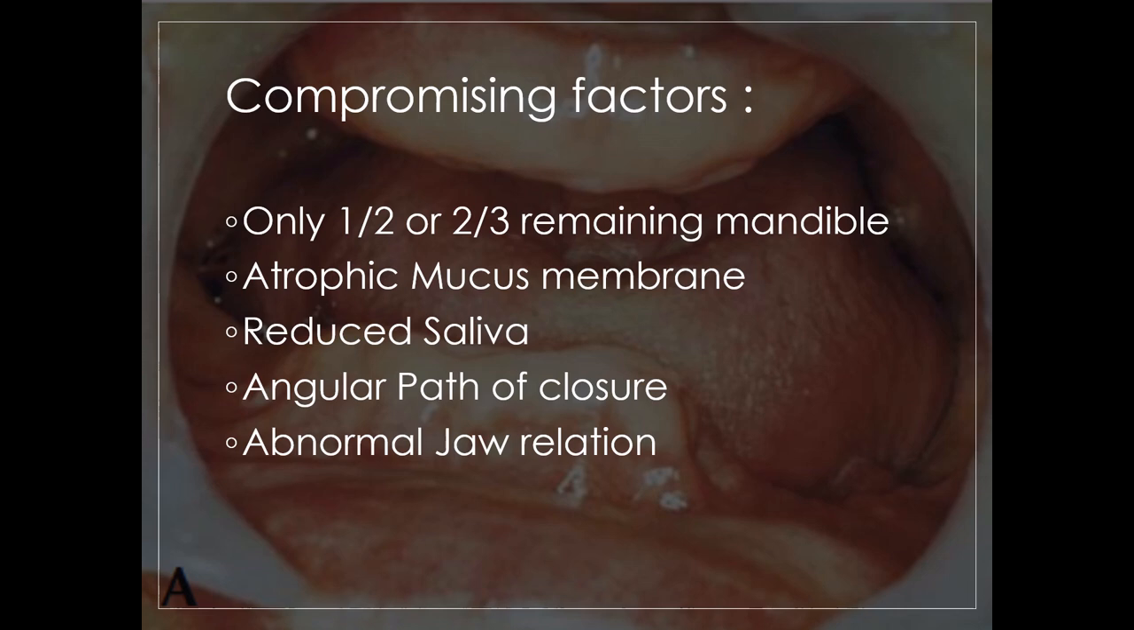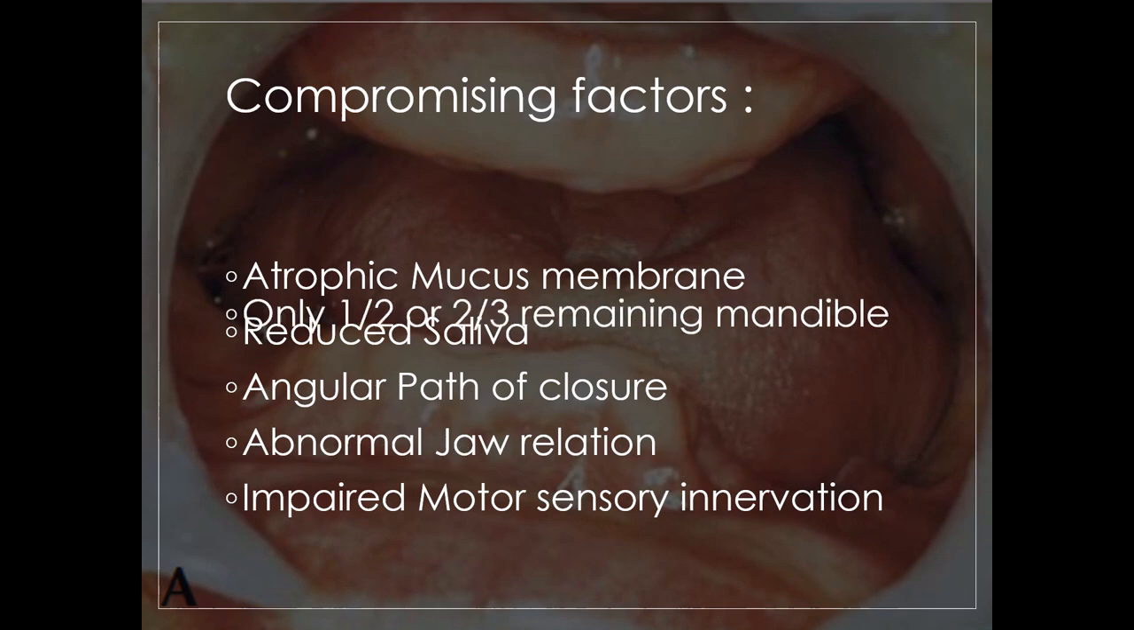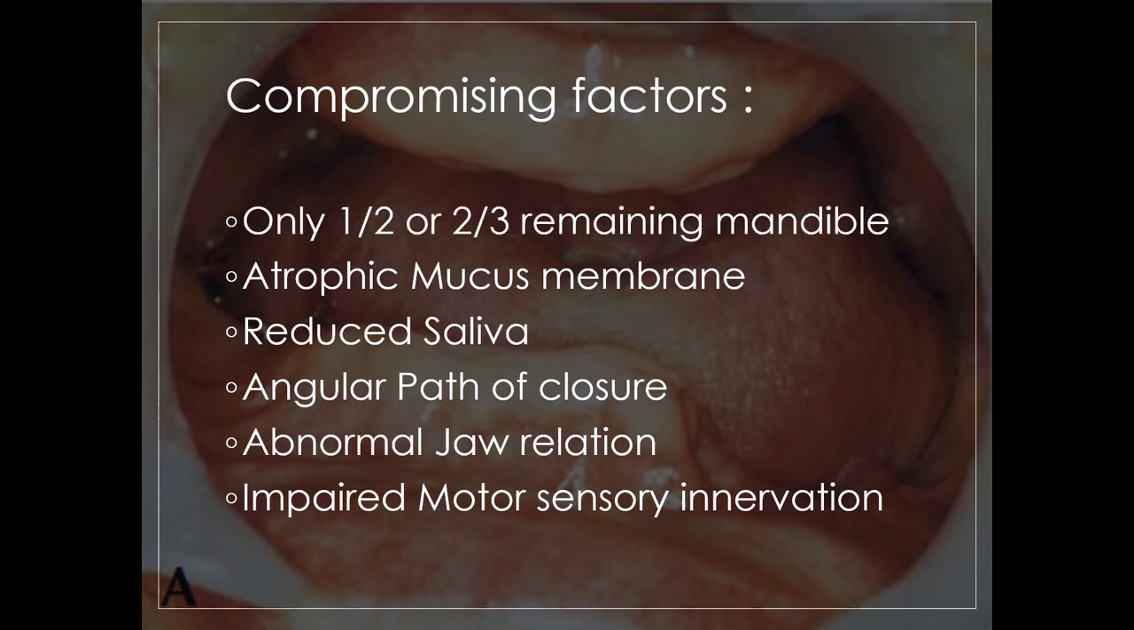on their supporting structures. And finally, the impaired motor and sensory innervation, especially of the tongue, lip and cheeks, which impairs the ability of the patient to control the prosthesis during function. So the integrated neuromuscular balance between the tongue, lip and cheek, which usually serves to stabilize a complete mandibular denture in a normal patient, is compromised in these patients.